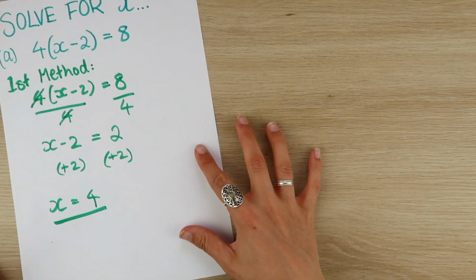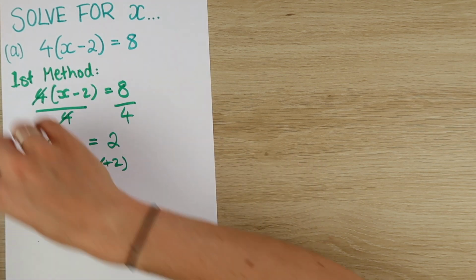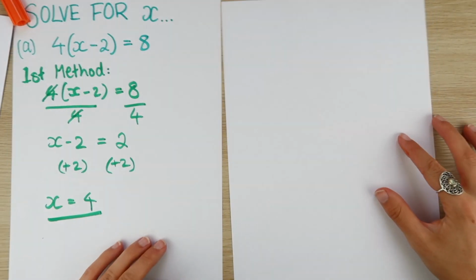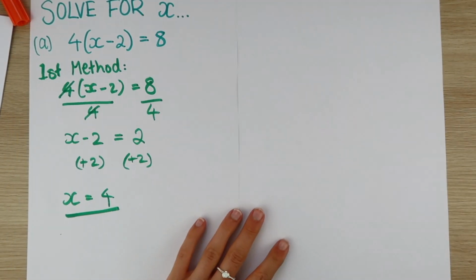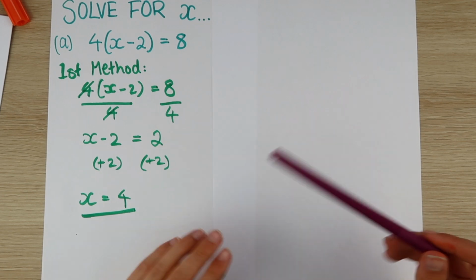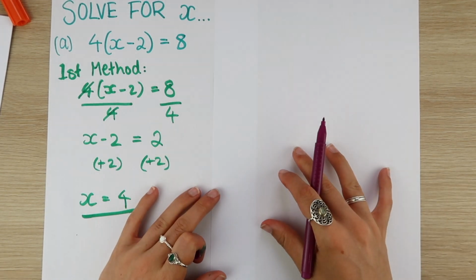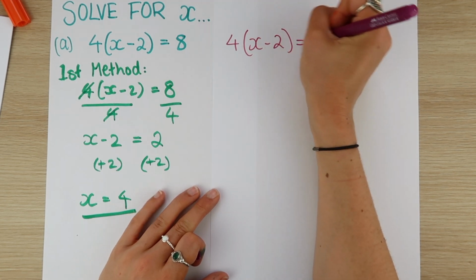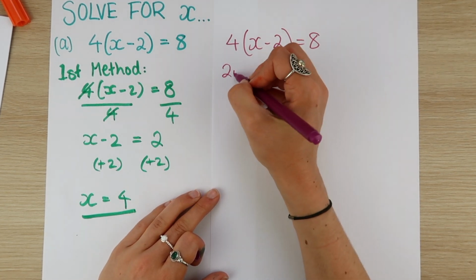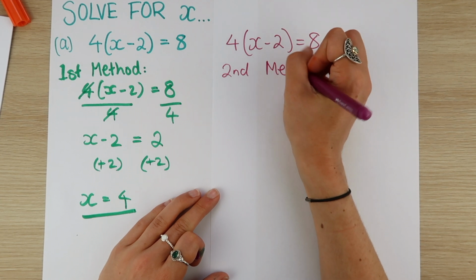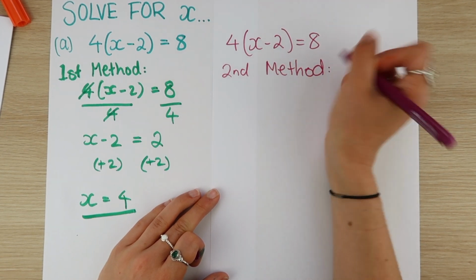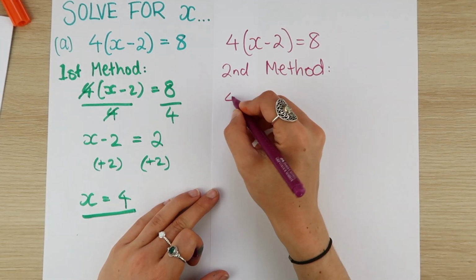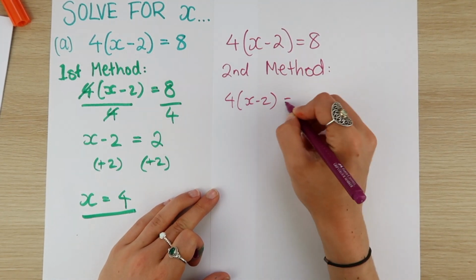There's a slightly different method that we can use for this kind of question, and that involves expanding brackets. Okay, so I'll just show you here. So I've still got 4(x minus 2) equals 8. And this is the second method.